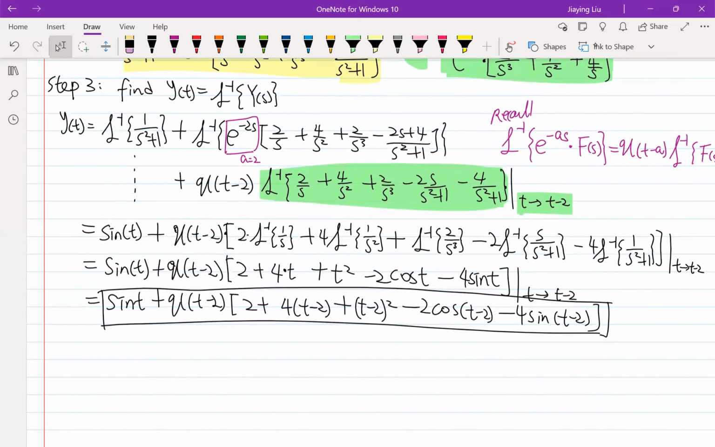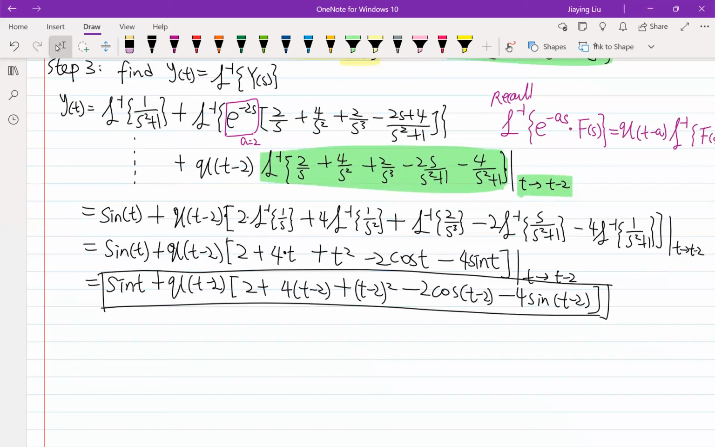So if you don't have questions, I want to point out one thing about the final answer here. You can rewrite this final answer, instead of using the Heaviside function, as a piecewise function. So note this Heaviside function u(t minus 2) is equal to 0 if t is between 0 and 2, and equal to 1 if t is greater than or equal to 2. So we can use that to rewrite this final answer.